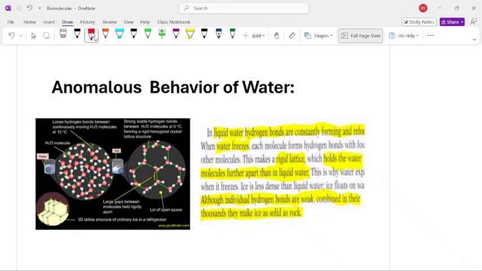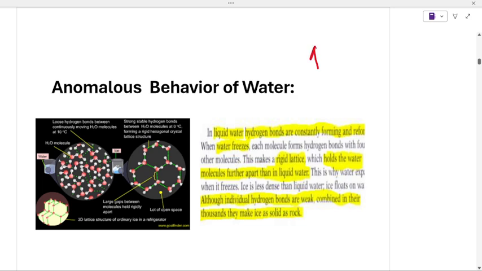which is unusual. That particular property is called anomalous behavior of water. So basically, when we talk about the normal condition of water molecules, for example, if we increase the temperature of water molecules, then the water molecules start expanding, because we have increased the temperature, and this temperature makes these water molecules expand.